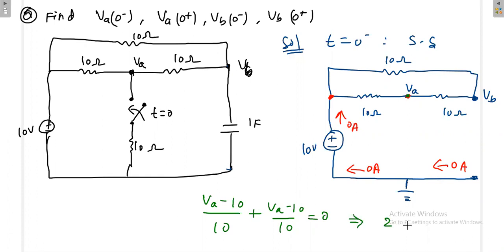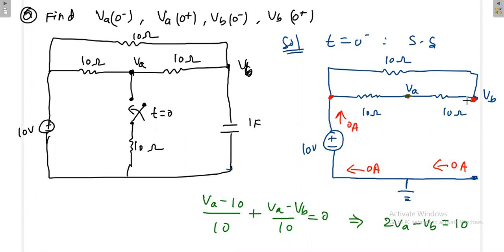Finally, this is 2VA, not 10. This is VA minus VB, and this is VB. So 2VA minus VB is equal to 10. This is one equation. Then you apply the nodal equation at this point.